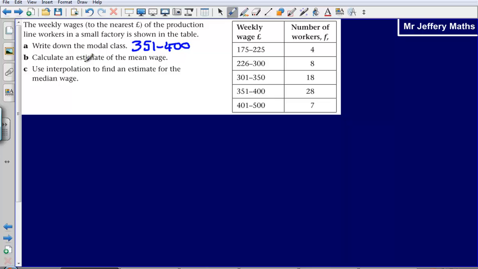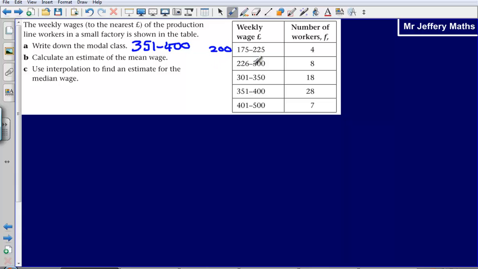Question 2 asks us to calculate an estimate of the mean wage. So the first thing that we're going to need to do is find the midpoint for each of the class intervals. To find the midpoint, we simply add the upper and lower boundaries of the class interval together, and then divide by 2. So 175 plus 225 is going to give me 400, divided by 2. That gives me a midpoint of 200.